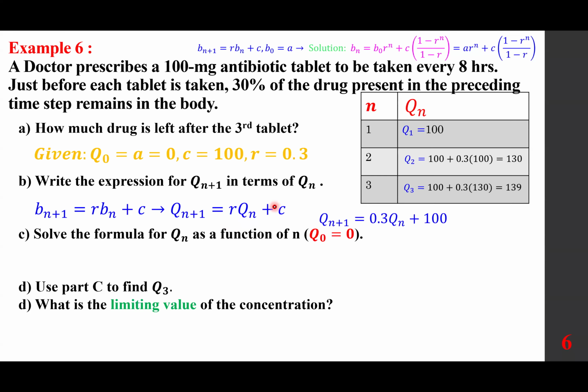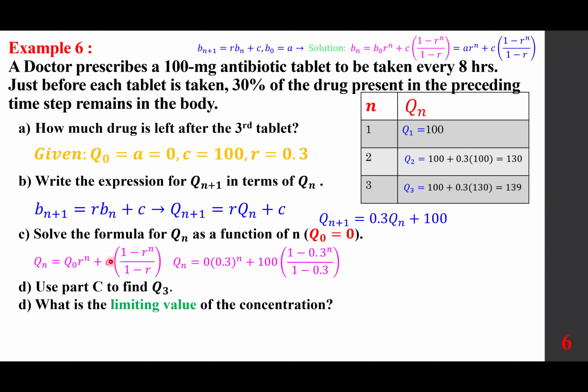By the way, the 8 hours is a time step, which is extremely important, but it doesn't enter any of the formulas. We want to solve for Q sub n. That means use this formula and change the B to Q. So the same formula is used, but B is changed to Q. And now use the given. Of course, Q sub 0 is 0, R is 0.3, and lowercase c is 100. Plug in.